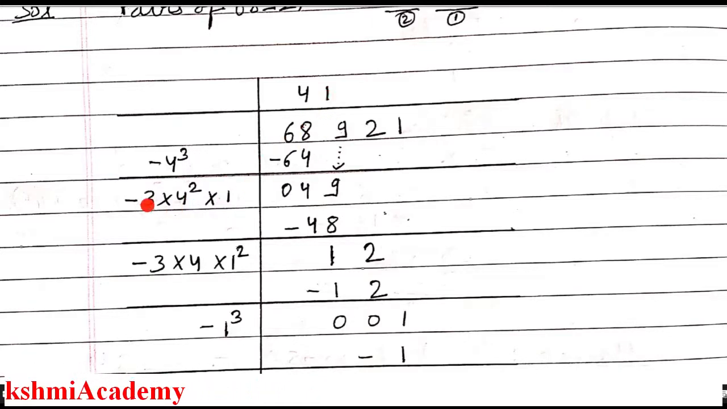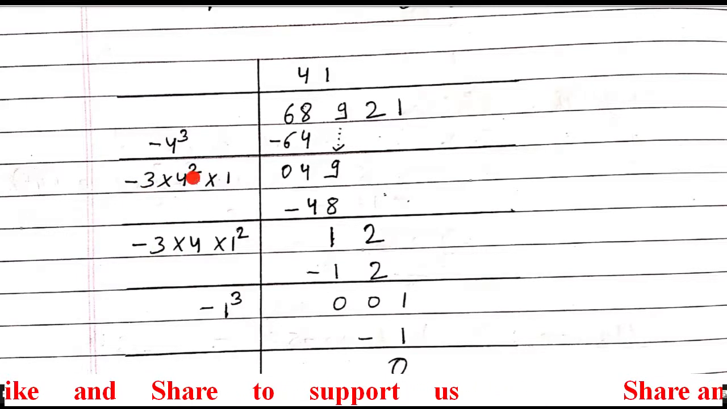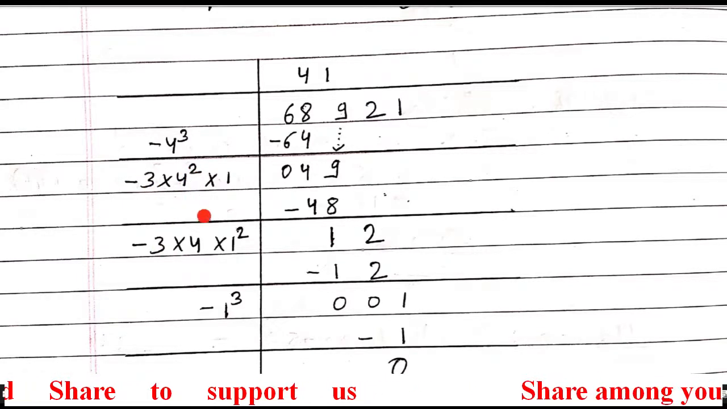Now multiply them. When you multiply, you will get 48. So 49 means we have to subtract 48 from 49, so you will remain with 1. Now in the next step this 2 will come down, so what did we obtain here? 12. Now on this side, this 3 stays as it is, and you have to reduce the power. Here the power is 2, so 1 less than 2 is 1.